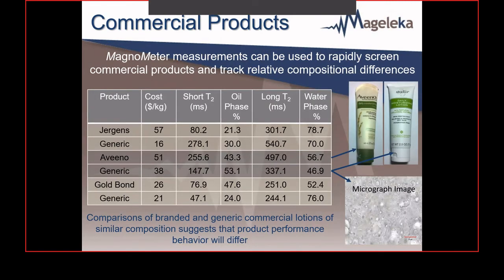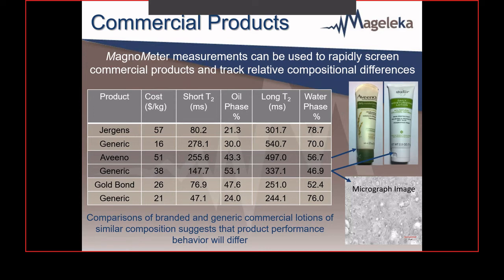So let's now finally look at a real world finished product. One of the advantages of NMR is that you can put anything in an NMR tube. If you can get it in, you can make a measurement. The commercial products, such as, for example, commercial lotions, are very, very complex systems itself. Often they can contain 15 to 20 components.